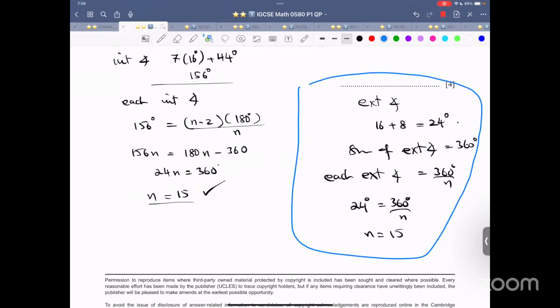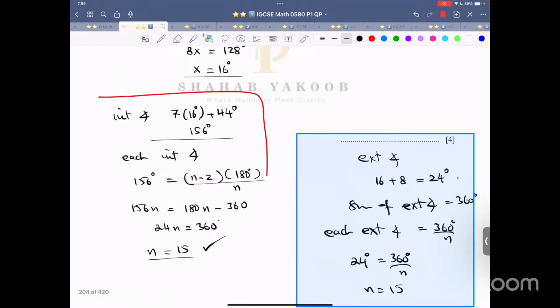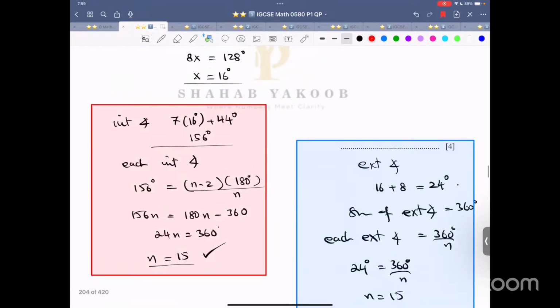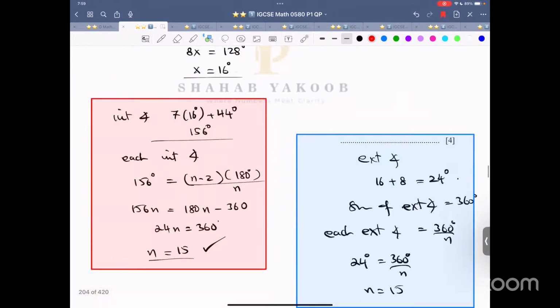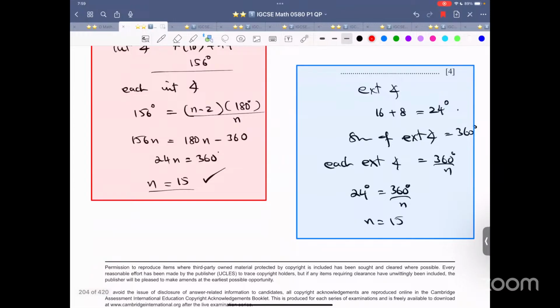Let me just close this thing. And this is the working done with interior angle. Okay. So when you have to scroll up and down, I should minimize and then work. So now this is all clear. So now let's move on.